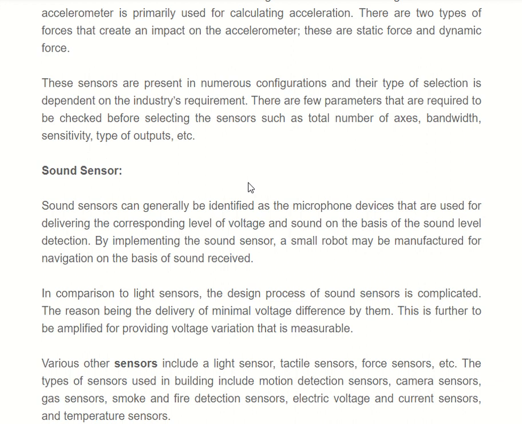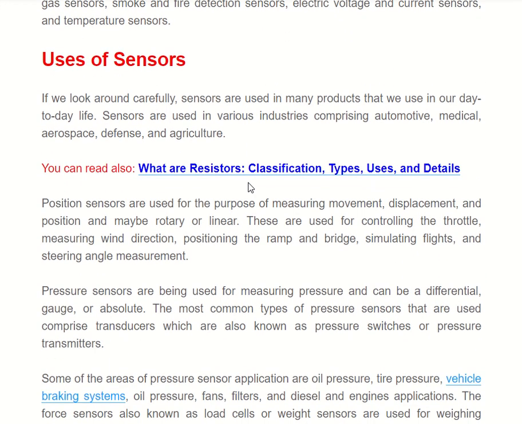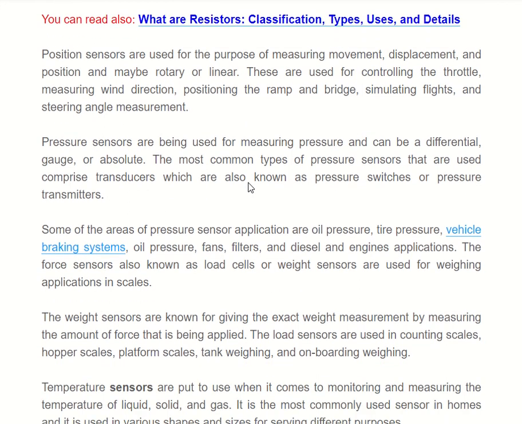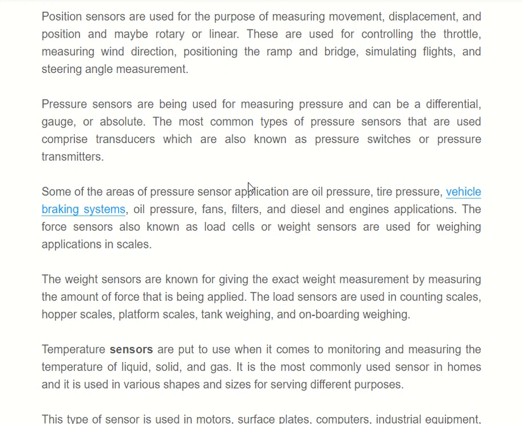Now moving forward, what are the uses of these sensors? Right, we saw it, it serves different purposes and is used in so many different conditions. Now let's talk about them individually.